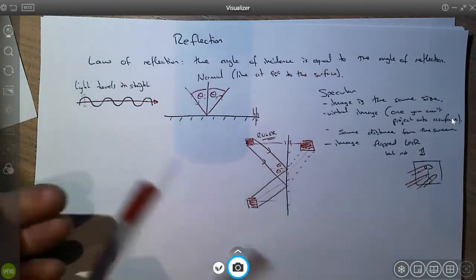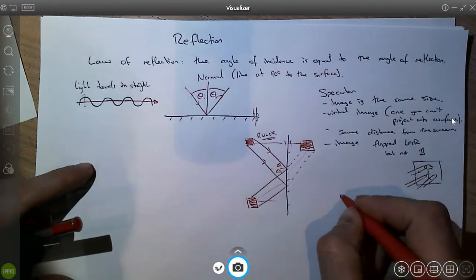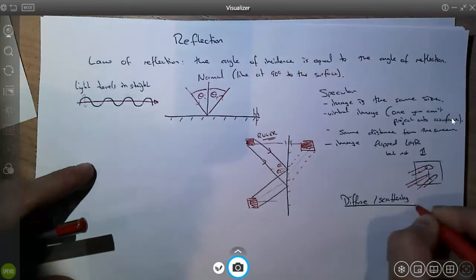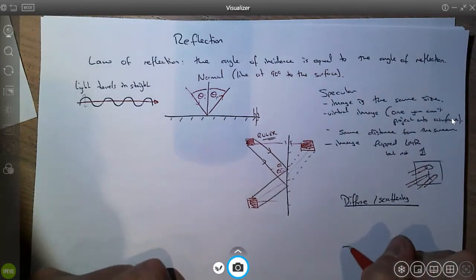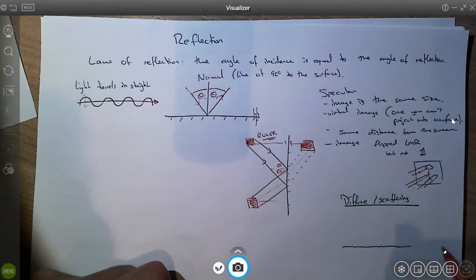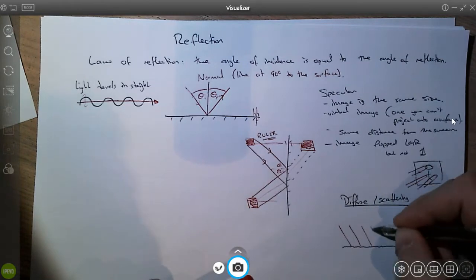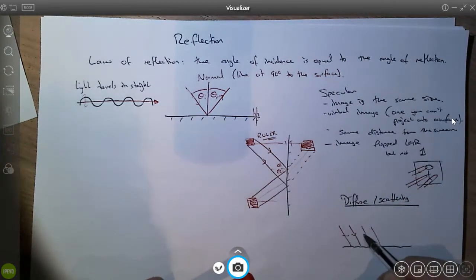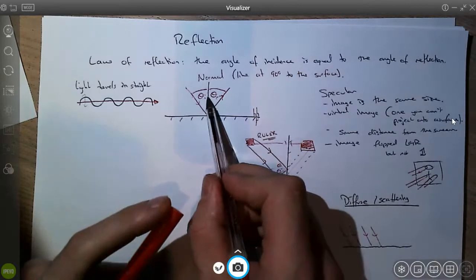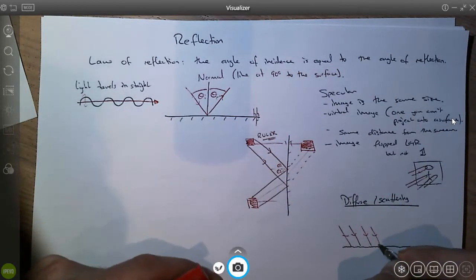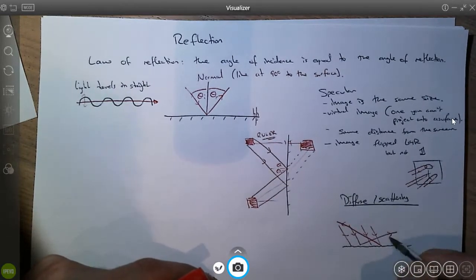The other type of reflection is diffuse or scattering. So here you've got a surface that is actually not entirely smooth. So when we have some light rays coming in, I might draw 4 light rays, they're going to obey the law of reflection, right? The angle of incidence is going to equal the angle of reflection, but because it's a rough surface, the light rays will actually reflect at completely different angles to represent the fact that the surface is not smooth, so you don't get a clear image.